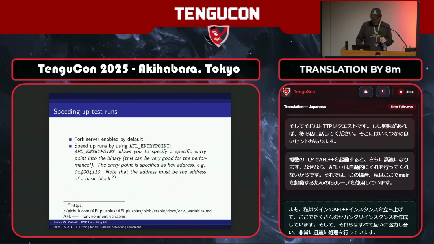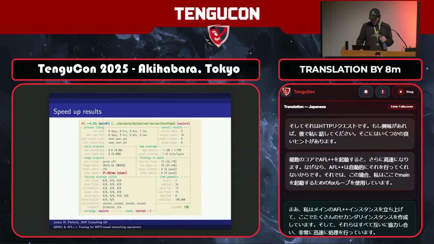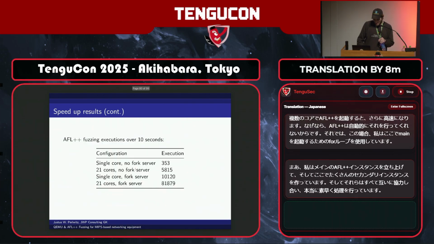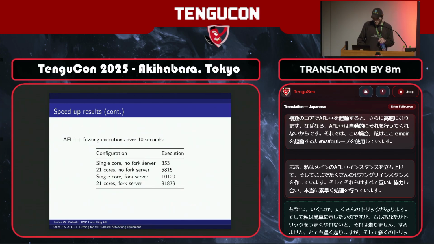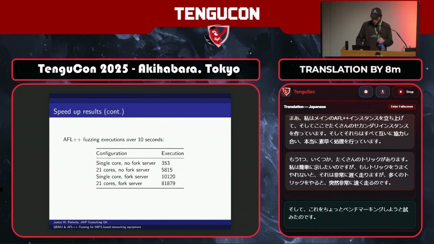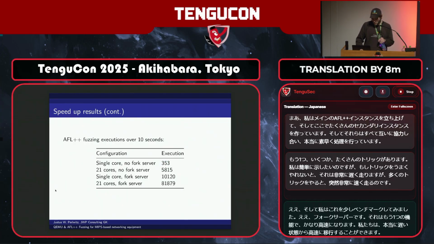There are so many tricks. I just want to briefly show, if you don't do the tricks really well, it runs very slow. But when you do a lot of tricks, suddenly it runs very fast. I've tried to benchmark this a little bit. Fork server is another feature that just makes it a lot faster. We can go from really slow to more than 100 times faster.